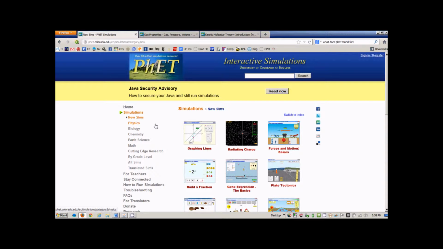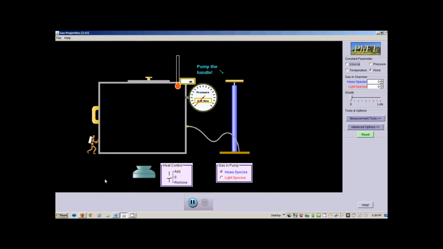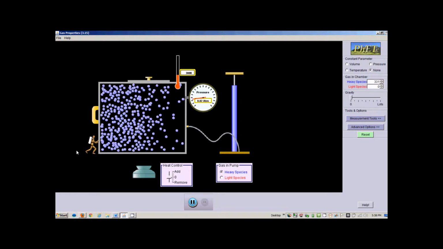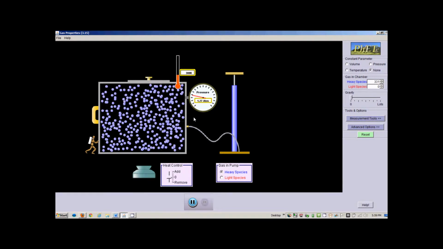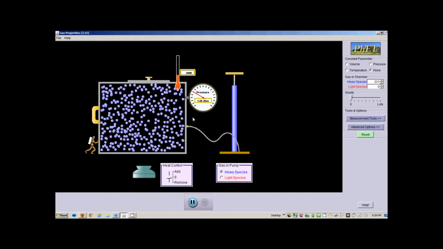For the demonstration today, we're going to take a look at the gas properties simulation, which I already have set up here. All of the simulations are interactive, and so all of them have a little bit different flavor. In this case, I'm going to put some particles inside our system here. What's really nice with these simulations is they give you real-time data and they make the invisible visible.